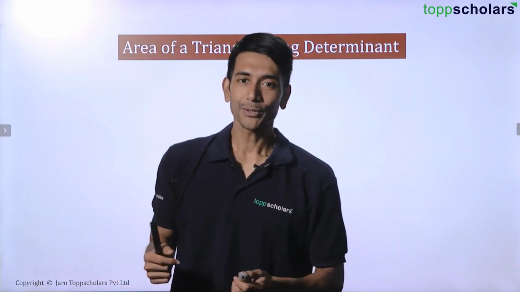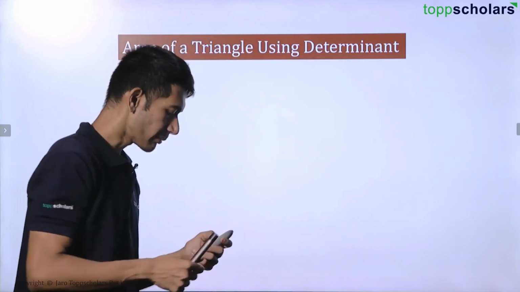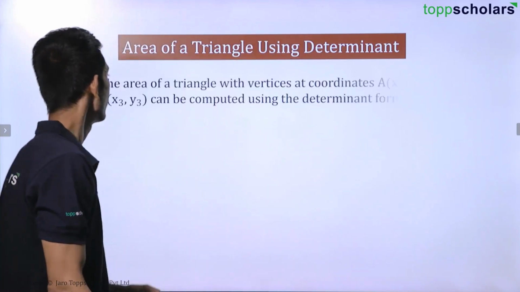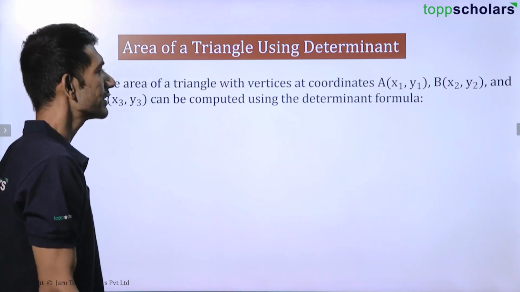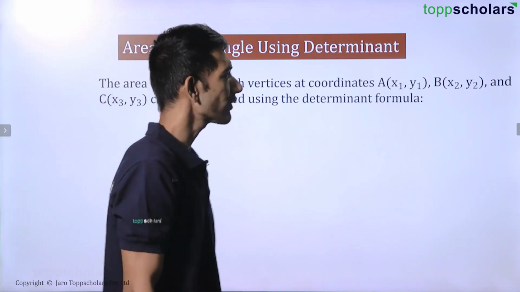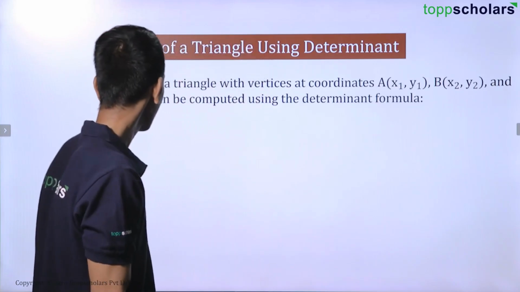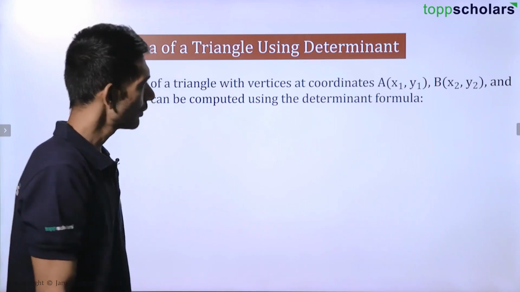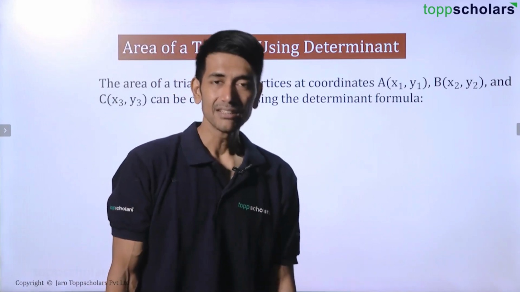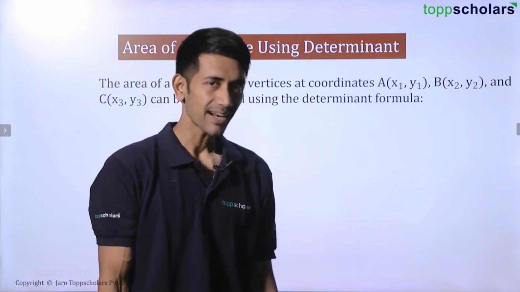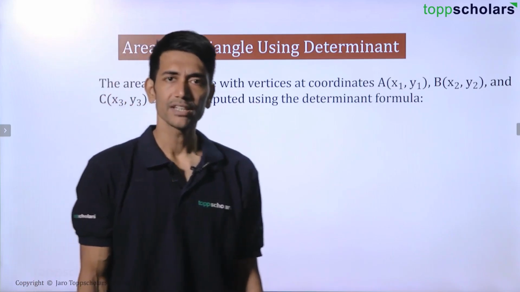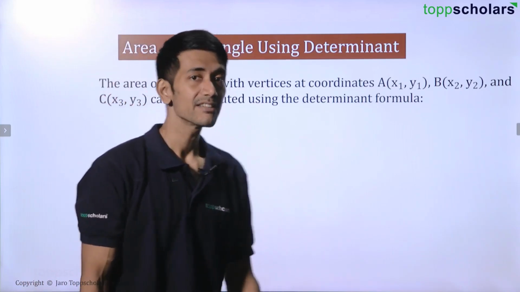Now let us talk about a new topic, that is area of a triangle using determinant. We are going to see how we find out the area of a triangle with the help of a determinant. So the area of a triangle with the vertices at coordinates A (x1, y1), B (x2, y2) and C (x3, y3) can be computed using the determinant formula. What does this mean? This means that we can find out the area of the triangle when the coordinates x1 y1, x2 y2, x3 y3 are given to us.